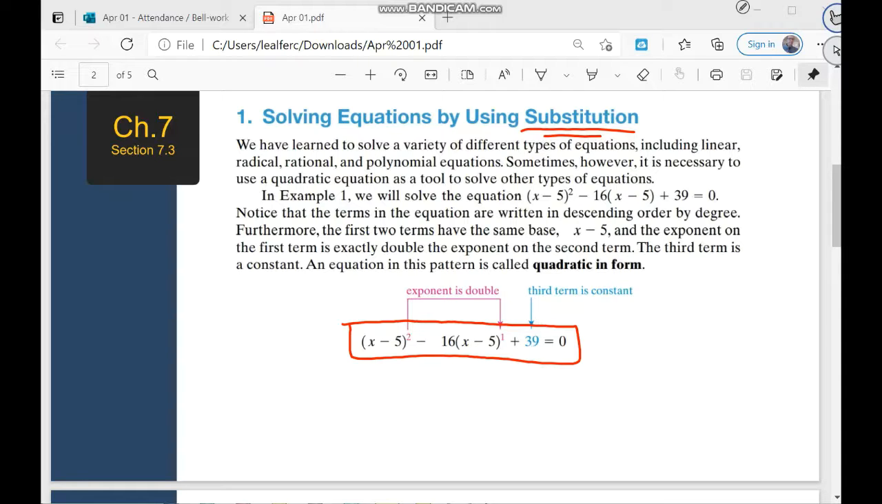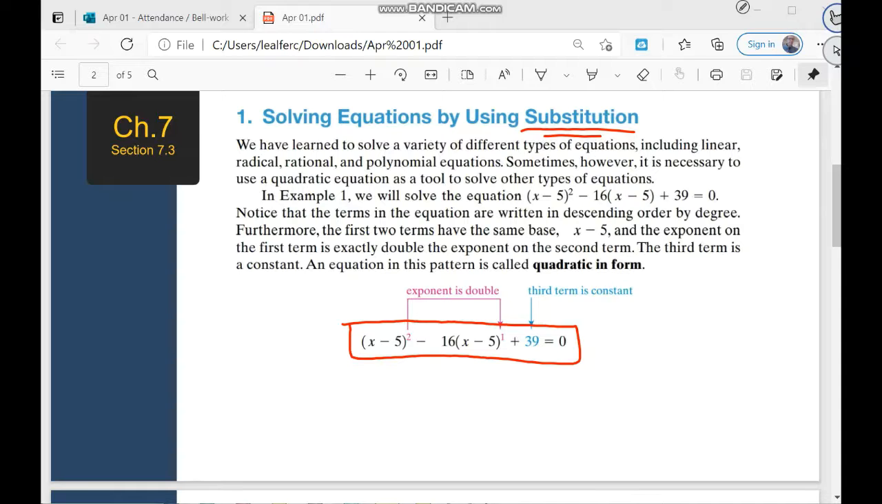It looks like a very complicated equation, and we might try to simplify it, apply the distributive property, apply the square on this term, and combine like terms. A lot of work to do here to simplify. Or there's another way. You can use substitution.